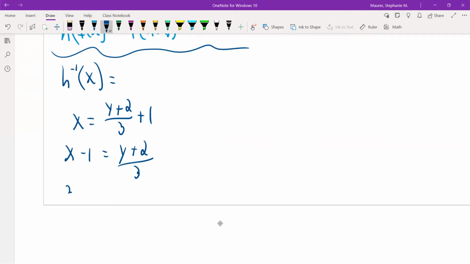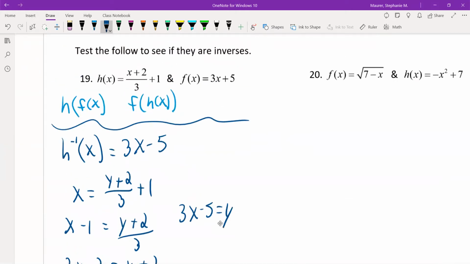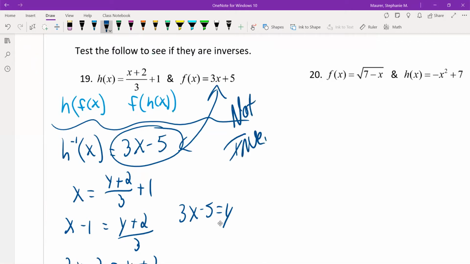Multiply both sides by 3. That gives me 3x minus 3 equals y plus 2. That gets me my final answer of 3x minus 5. So my h of x, the inverse, should be 3x minus 5. So again, the inverse of h is 3x minus 5. Does that, yes or no, match the f function? And the answer is no. Therefore, these are not inverses.